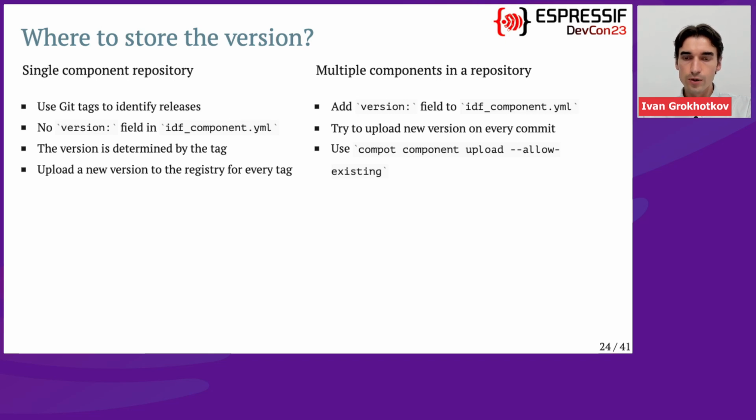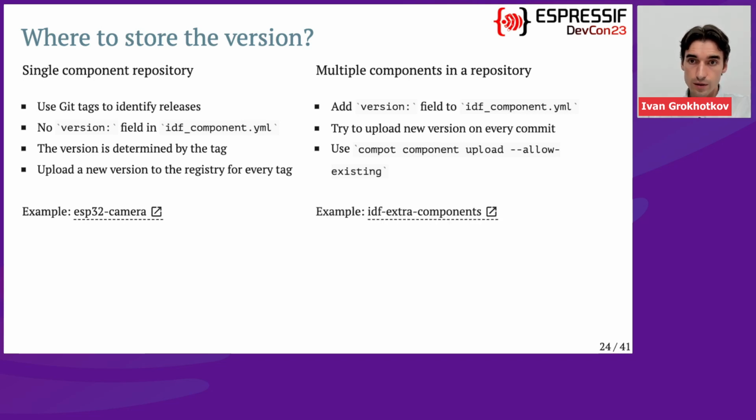So this way, when you make a commit which changes the version number in some component, the CI job will automatically upload the version to the registry. For these two use cases, we have a couple of examples. The first approach is illustrated in the ESP32 camera repository, where there is no version field in the IDF component YAML file, and versioning is done using git tags. And the monorepo approach is illustrated in the IDF extra components repository, where there are multiple components and each component has its own version specified in the IDF component YAML file.